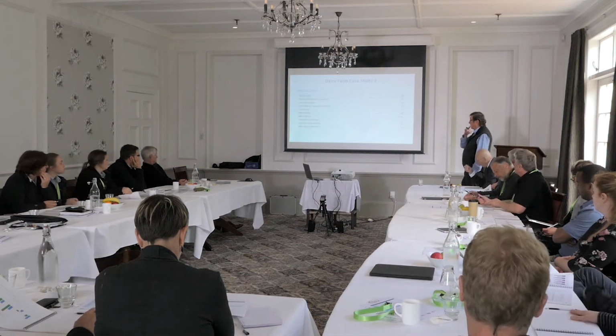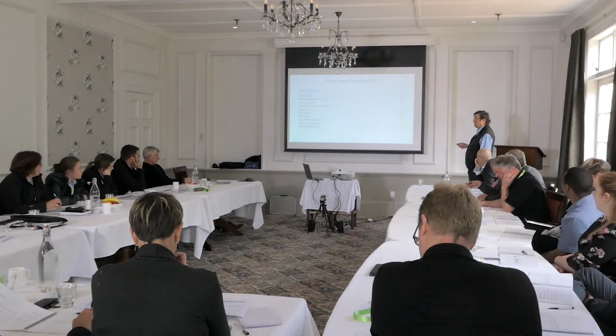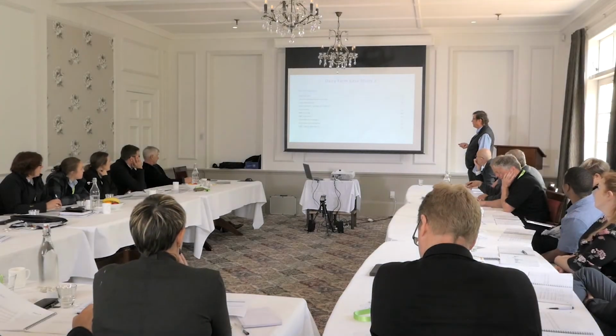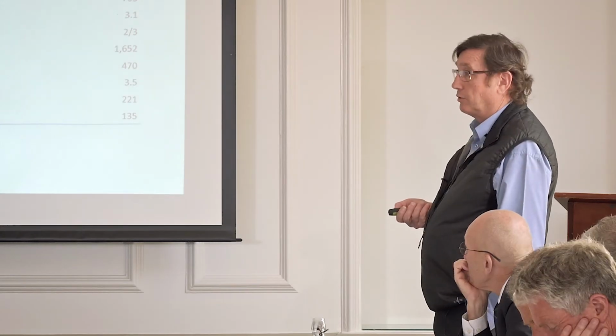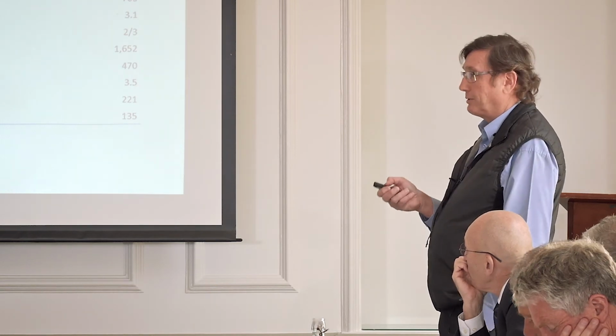So the second dairy case study here is a Canterbury irrigated farm. So we've got 217 hectares, milking 763 cows, 1652 kilos per hectare, putting on 221 kilos of nitrogen per hectare, which is pretty well spot on the Canterbury average. And the other thing to remember is the soils were reasonably heavy, so poor in plant available water. It's not a light, stony one. So when you see the nitrogen leaching figures, you don't need to ask me why they're so low.